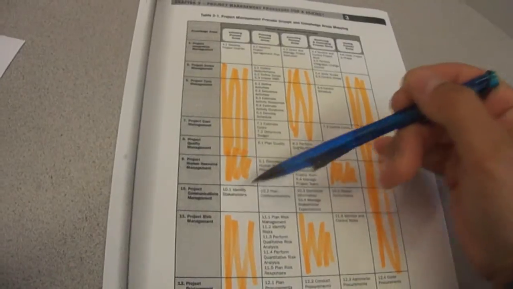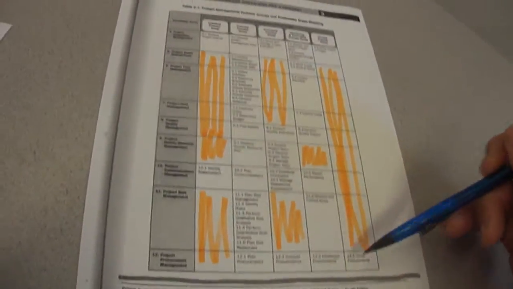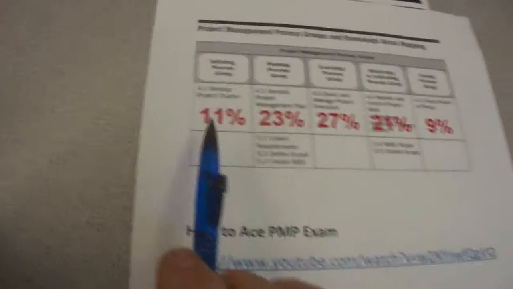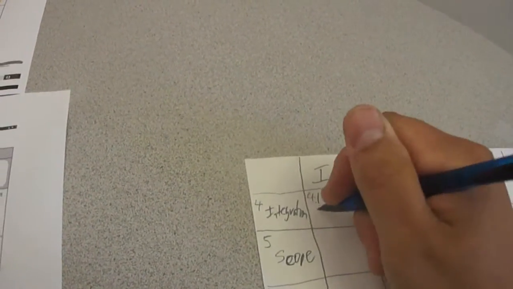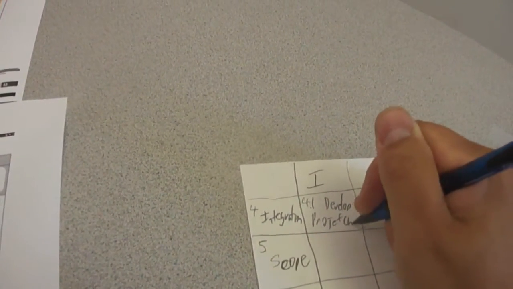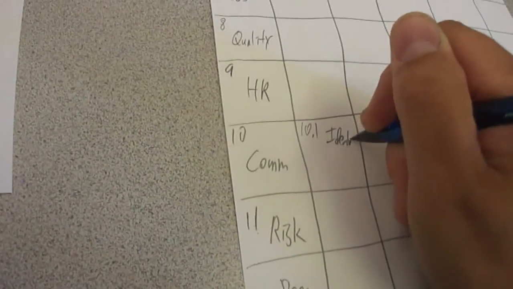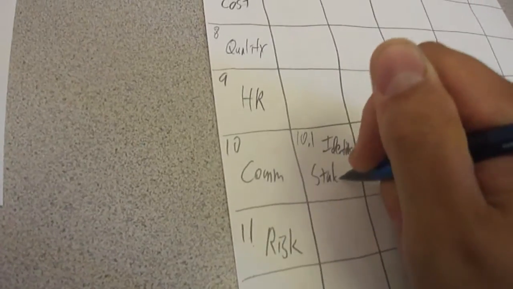So you'll notice that there's only 4 processes total. So by mastering these 4 processes you can get 20% of the points on the exam potentially. So just know these processes. So 4.1, develop project charter, and 10.1, identify stakeholders.